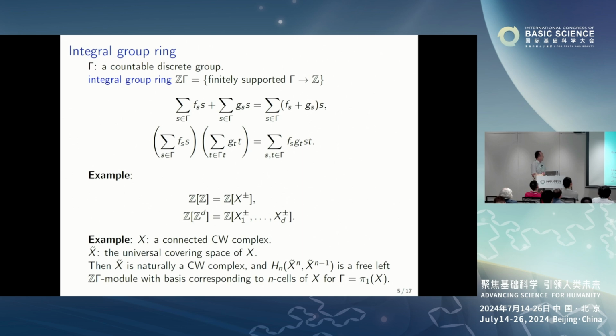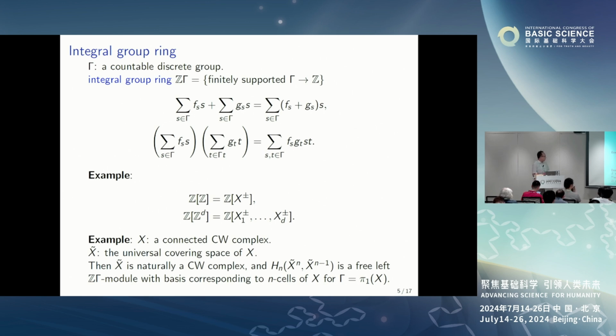Some of these group rings are actually very simple, very easy to describe, and very nice. For example, if the group is just the integers themselves, then the integral group ring is simply the Laurent polynomials with integer coefficients. The one in the group corresponds to the polynomial variable x, and the next one then becomes x inverse. If gamma is Z to the d, then the integral group ring turns out to be similar, still Laurent polynomials, but now you have d many variables.